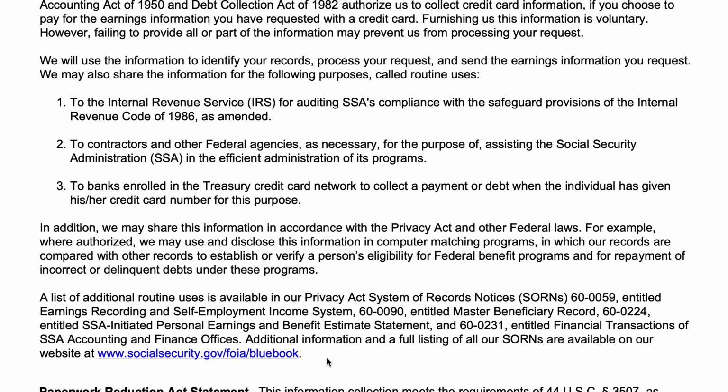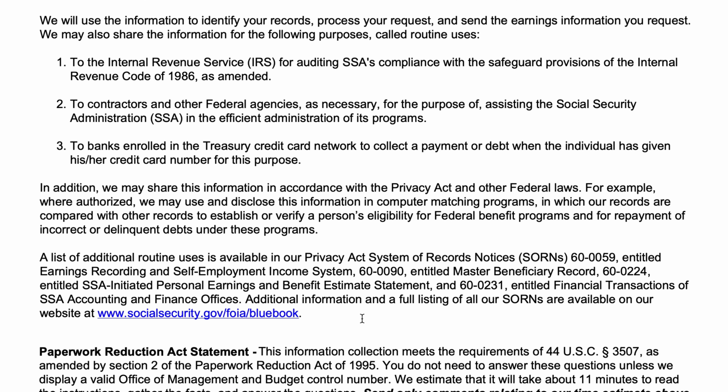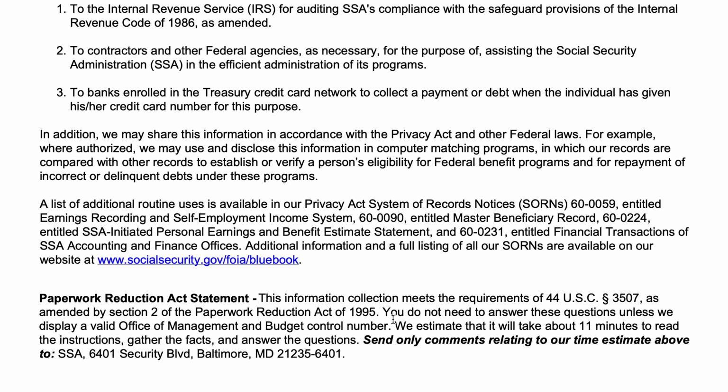All of this information is publicly available if you want to spend hours and hours going through the Social Security Administration website. It actually contains a lot of these references so that you can go into deep detail. Obviously, most people don't want to do that, but that's what this Privacy Act statement means. And then at the bottom is a required disclosure pursuant to the Paperwork Reduction Act that basically says the Social Security Administration's estimate is that it should take the average person about 11 minutes to read the form instructions, gather facts, and answer the questions.